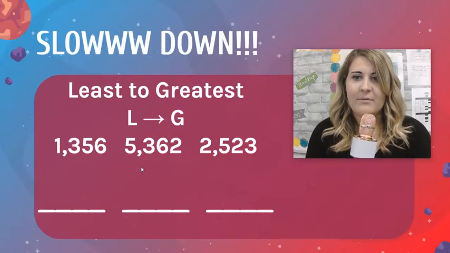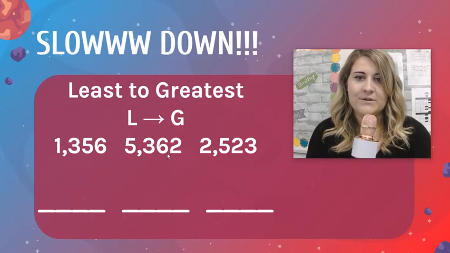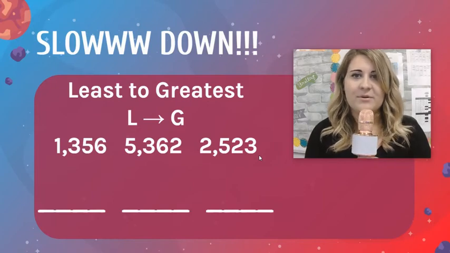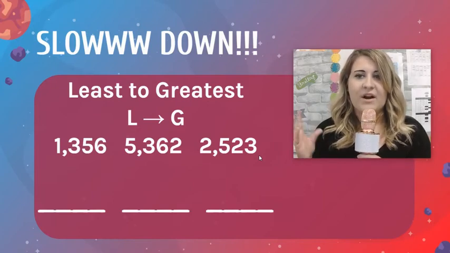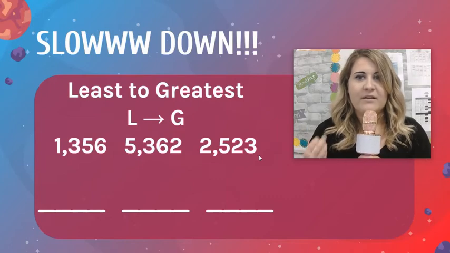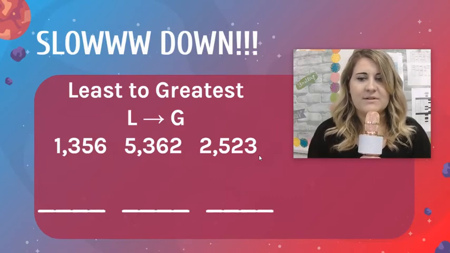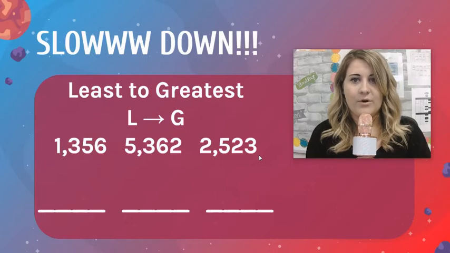We have the numbers 1,356, 5,362, and 2,523. Just like comparing numbers, the first thing we're going to do is see if there are any numbers that have only 3 digits, but it looks like all of these numbers have 4 digits, so we can go ahead and start ordering them.